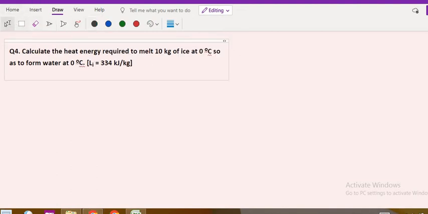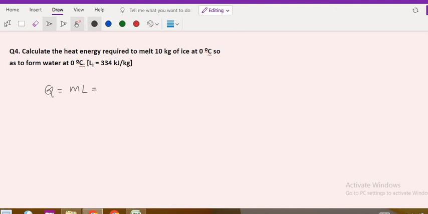Let us see the fourth question now. Calculate the heat energy required to melt 10 kilogram of ice at 0 degree Celsius so as to form water at 0 degree Celsius. Now you can see that there is no change in the temperature. Ice at 0 degree Celsius is to be converted into water at 0 degree Celsius. So what we have to use is a simple formula, Q is equal to m into L. This L here is called the latent heat of fusion of the ice, because it is converting from ice to water. So we simply apply Q is equal to m into L.